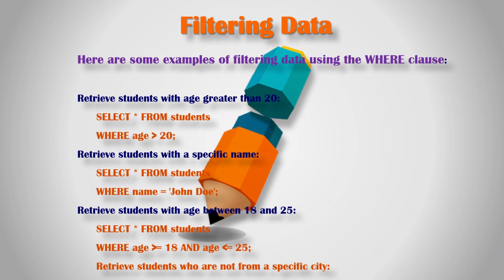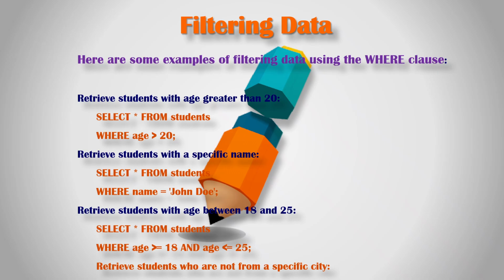Here are some examples of filtering data using the WHERE clause. Retrieve students with age greater than 20: SELECT * FROM students WHERE age > 20. Retrieve students with a specific name: SELECT * FROM students WHERE name = 'John Doe'.